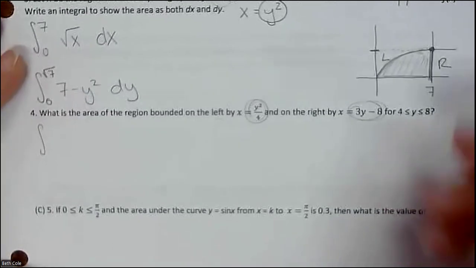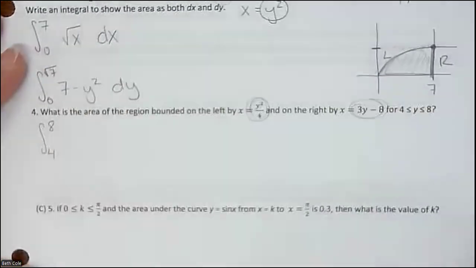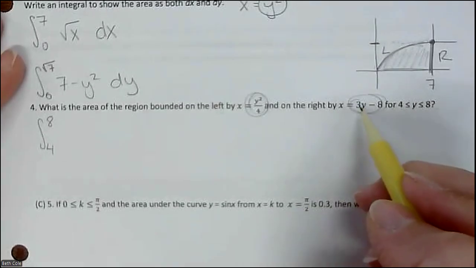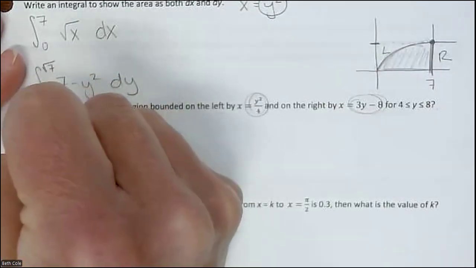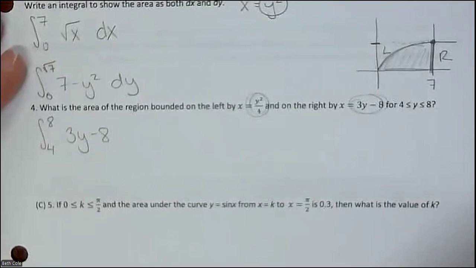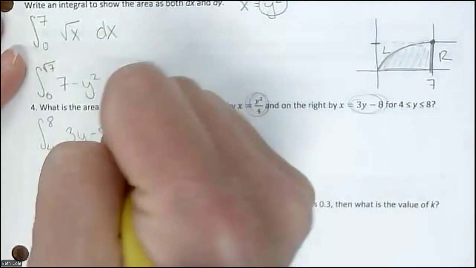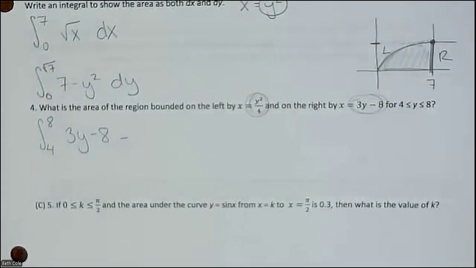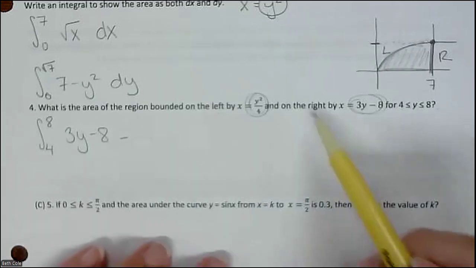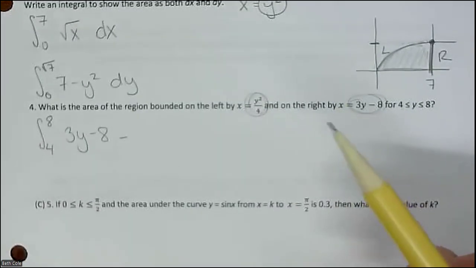So your boundaries will be 4 to 8, and it's right minus left. So it's going to be 3y minus 8, because it says that one's on the right, minus. Now we've gone over this before, I would rewrite that a little bit of a different way. How can we put this so that it'll make a little bit more sense?